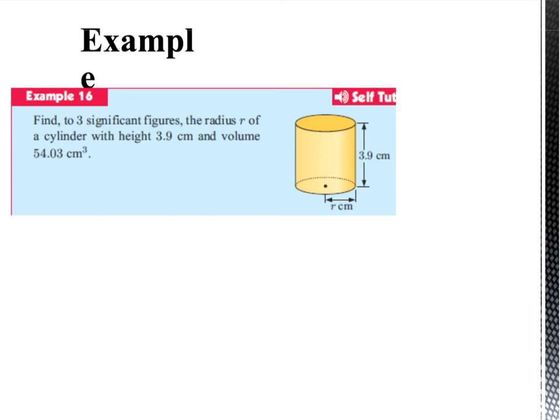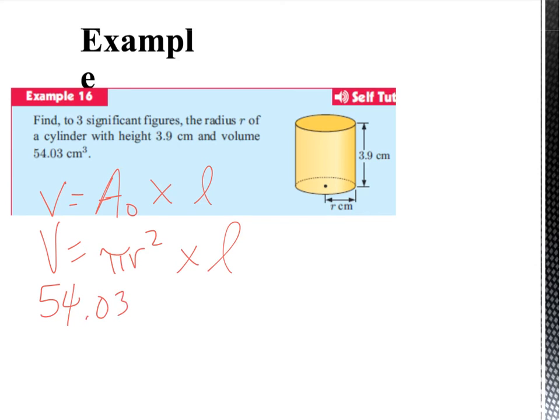The final example for this set of notes is find to 3 significant figures the radius r of a cylinder with height 3.9 centimeters and volume of 54.03. So remember again, our volume is going to be the area of our circle times our length. We know that area of a circle is pi times r squared, and that's going to be times length. Now we plug in what we know. We know that the volume is 54.03. We do not know r, but we do know the length or the height, either one. We can change those to h's, times 3.9. And then all it is is doing the math to solve.